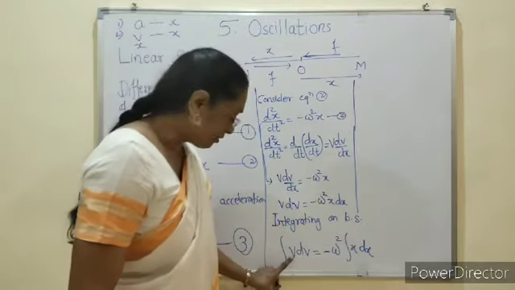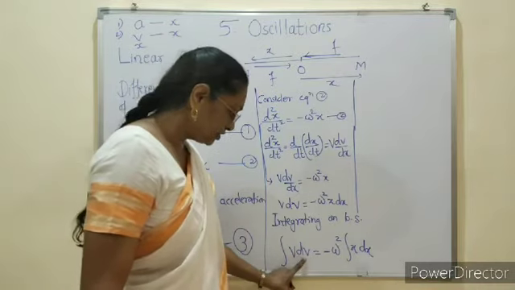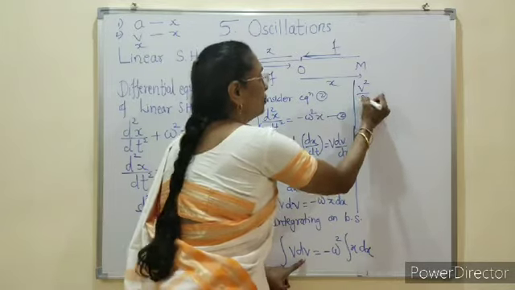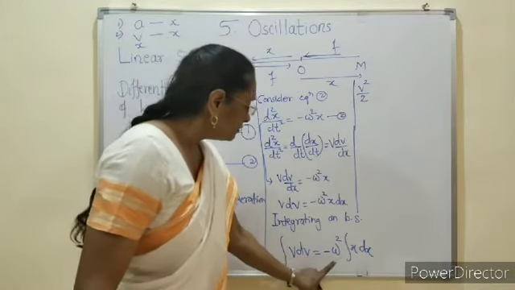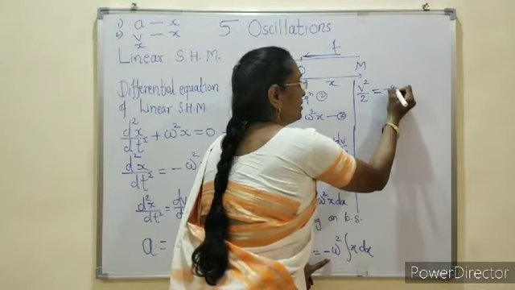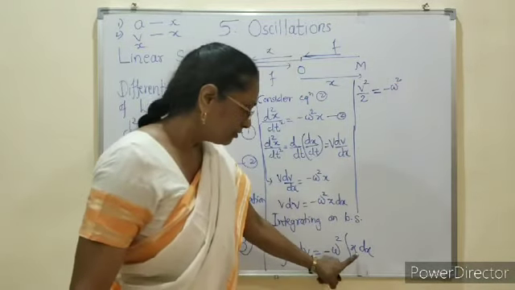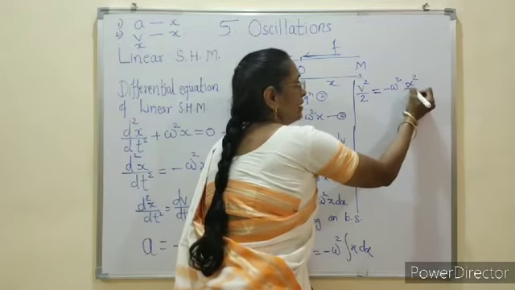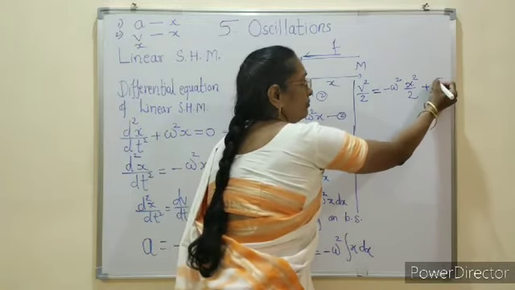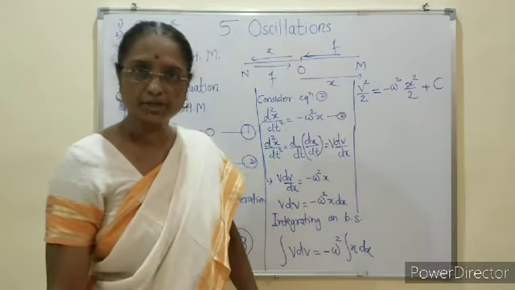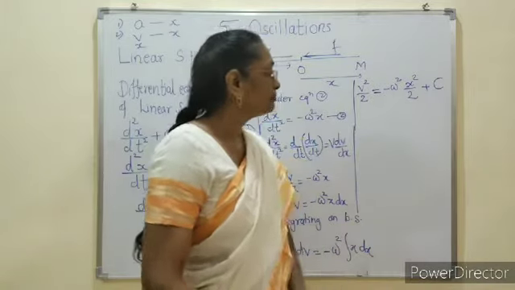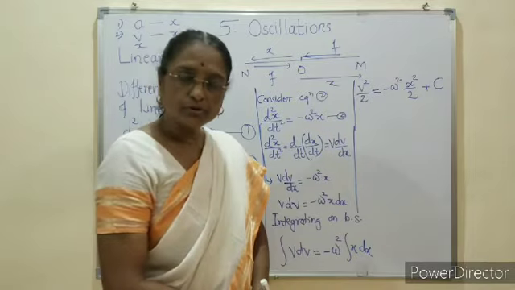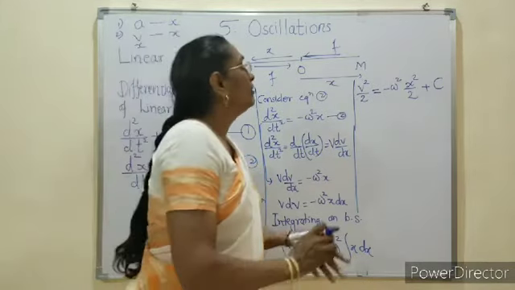Now integration of v with respect to v is standard form. It is v square upon 2. Here on the right hand side minus omega square is constant. Integration of x with respect to x is also standard, it is x square by 2, and we add here constant of integration. Now the constant of integration, its value can be found from our explanation.